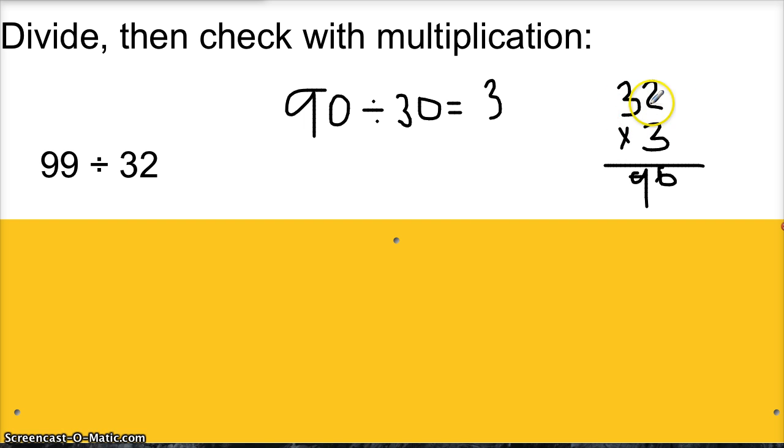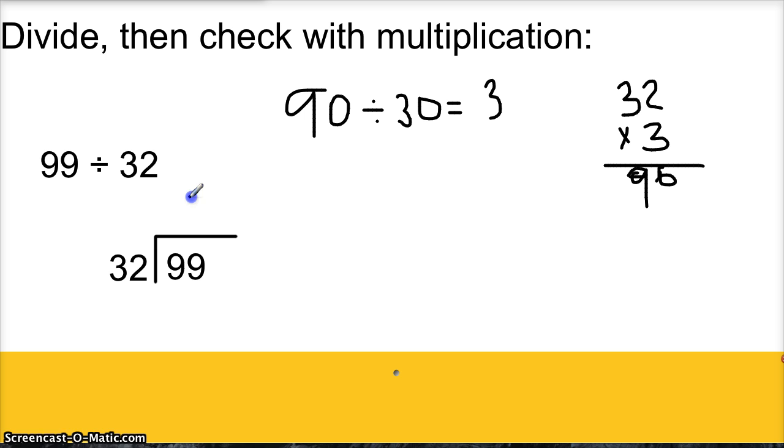And then when I did that problem, 32 times 3, I got 96. So when I'm solving this out, I see 96 is less than 99. That's exactly what I need. So my answer is 3, remainder 3.